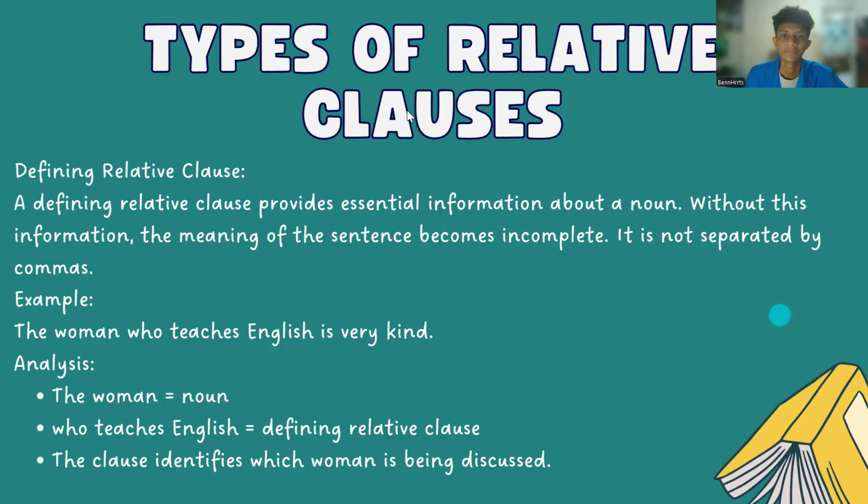And these are the types of relative clauses. The first type is the defining relative clause. A defining relative clause provides essential information about a noun. Without this information, the meaning of the sentence becomes incomplete. It is not separated by commas.